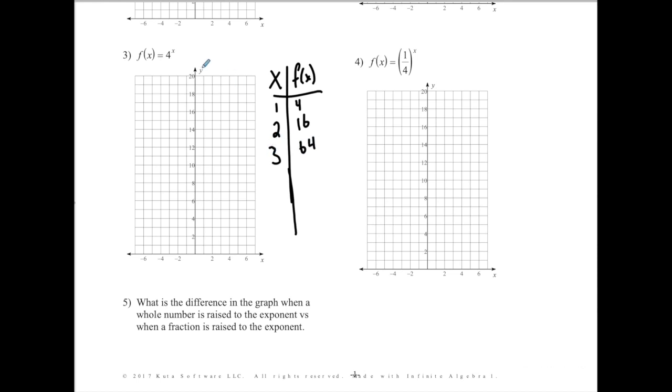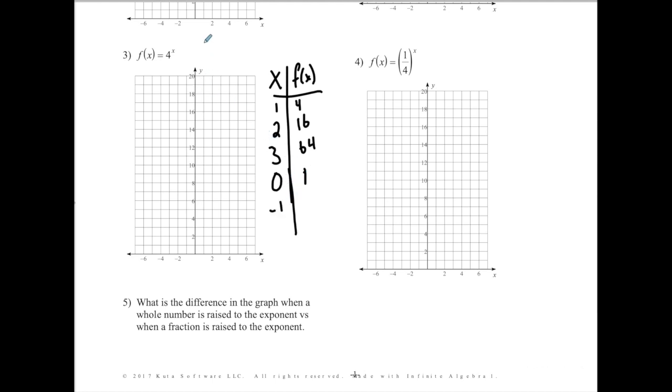You can already see that 3 is off the graph, and based on the fact that x is going up and y is going up, we can probably assume that we're just going to continue to get further and further off the graph. So I'm not going past 3, even though it goes all the way up to 6. I'm good. What about 0? Well, anything to the power of 0 is 1. So 4 to the 0 is 1.